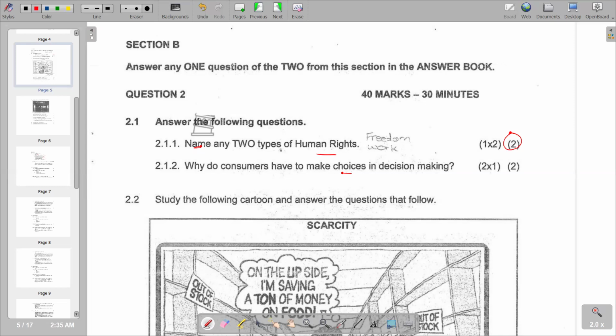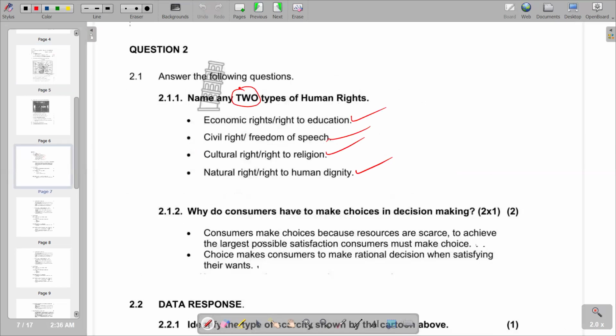So, according to our answer section, we also have responses according to reasons why consumers make choices. So we go to the other section to try to see. The first one is saying consumers make choices because resources are scarce. To achieve the largest possible satisfaction, consumers must make a choice. So choices are made so that consumers enjoy the maximum possible satisfaction. So basically, that's what we have.